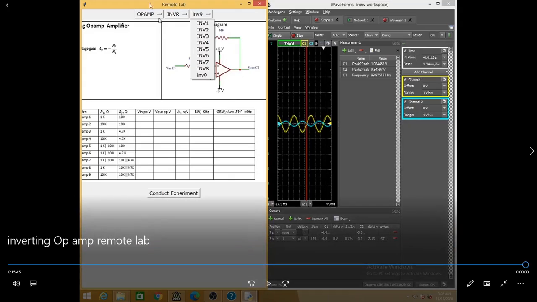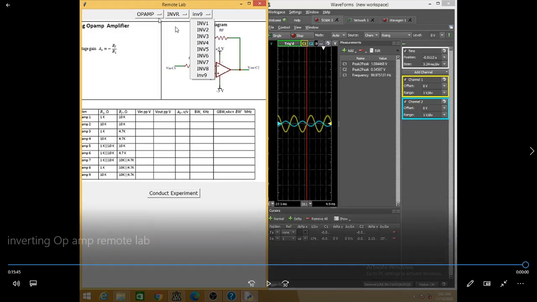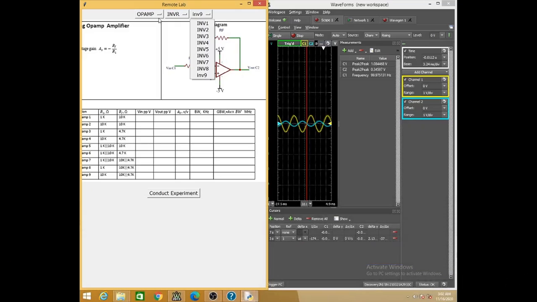It is possible only in inverting amplifiers where you can get gain even less than 1 or more than 1. But in case of non-inverting amplifier, the gain is always more than 1, and they are in phase. So there is no phase difference between the input and the output. Correct?